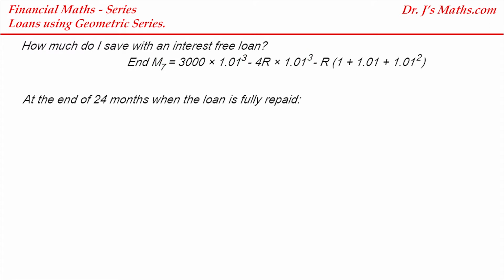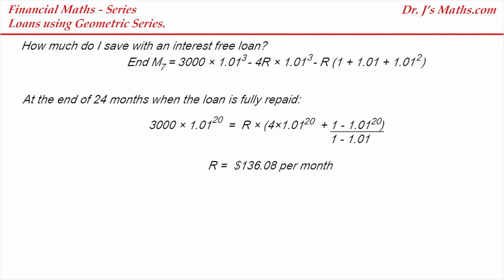So at the end of the 24 months when the loan is fully repaid, we can simply write, because it's going to be equal to 0, 3,000 times 1.01 to the 20 on one side, because the 24 months minus 4 is 20, and on the other side we're going to factorise out the R, and it's going to be R outside of 4 times 1.01 to the 20 plus sum of 20 terms, 1 minus 1.01 to the 20, etc. Put it all in your calculator. R turns out to be $136.08 per month that Cicely has to repay.